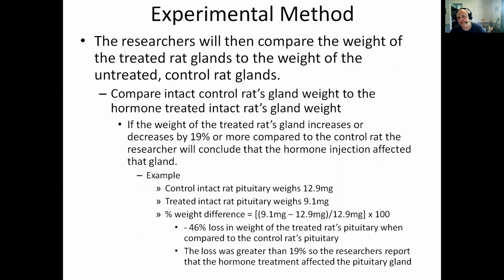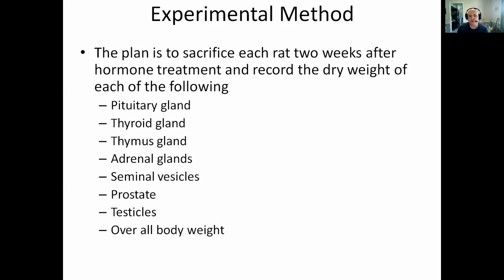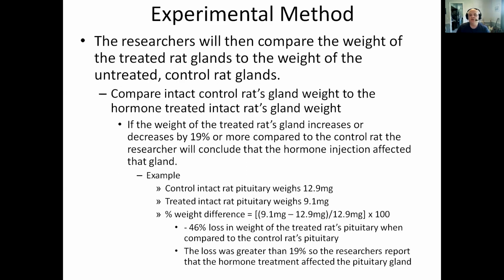So what were they going to do with this? Well, what they're trying to determine is how hormone treatment affects these various tissues, whether it's the pituitary gland or the thyroid gland or the thymus. So after sacrificing these rats and weighing these organs, their job is to compare the weights of these tissues in treated rats against the weights of those tissues in the control rats.